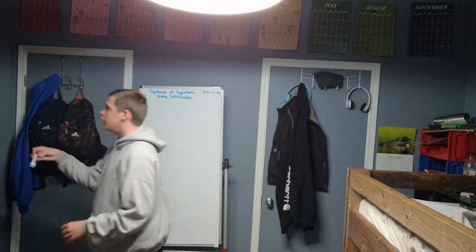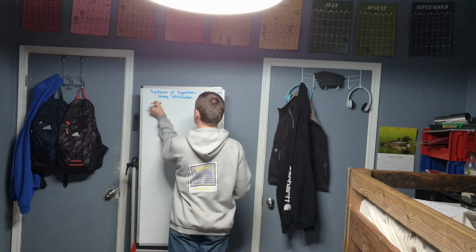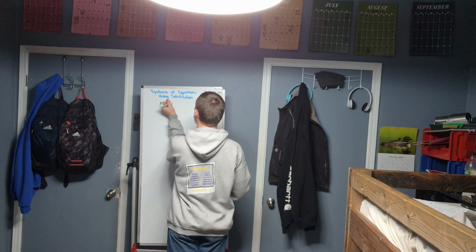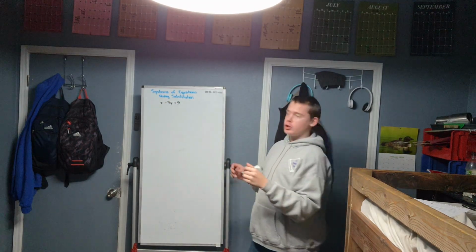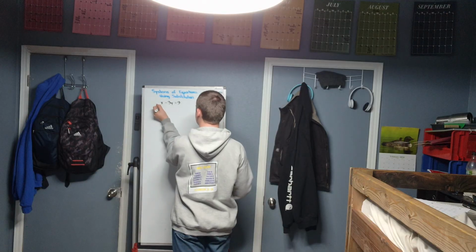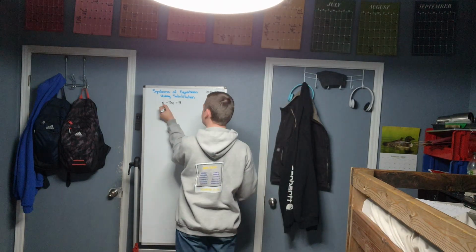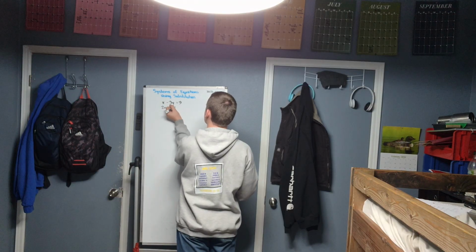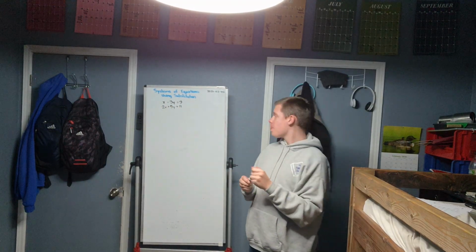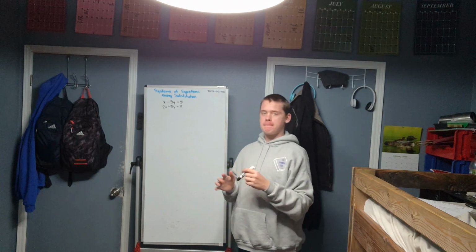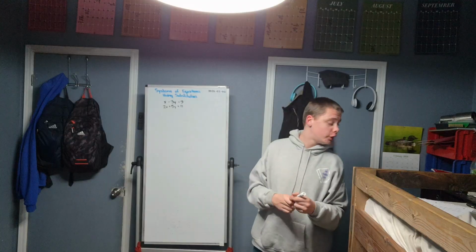Okay. So this one is x minus 3y equals 9. And then the second equation, 2x plus 5y equals 11. First step, we need to isolate the variables.